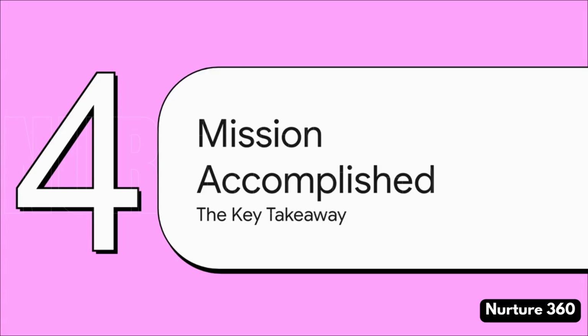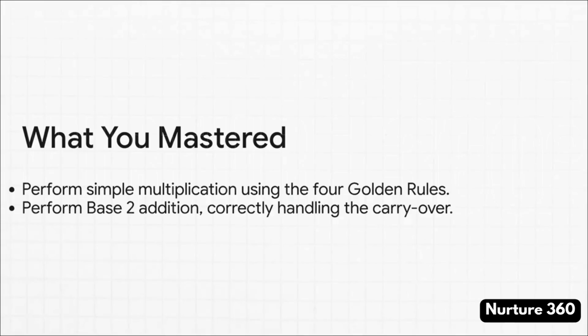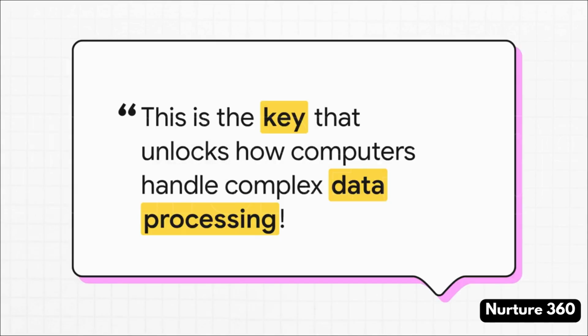All right, let's debrief. You finished the mission, now it's time to make sure we lock in the key intelligence. You know, when you strip away all the details, this whole thing that looks kind of complex really just boils down to 2 fundamental steps. That's it. Only 2. Step 1, you do that incredibly simple 4-rule multiplication. Step 2, you do the base 2 addition, and you just have to correctly handle the carryover. That's the entire secret to binary multiplication. You multiply, then you add correctly.